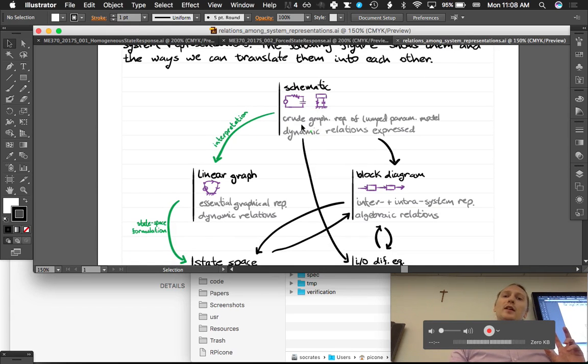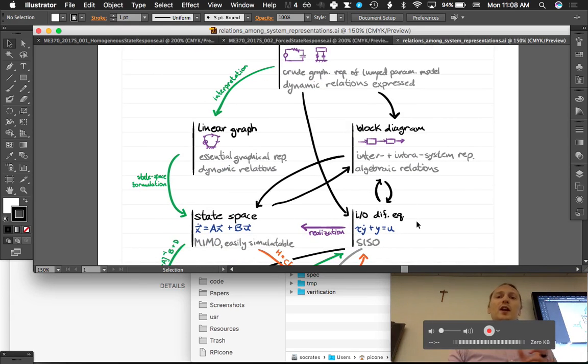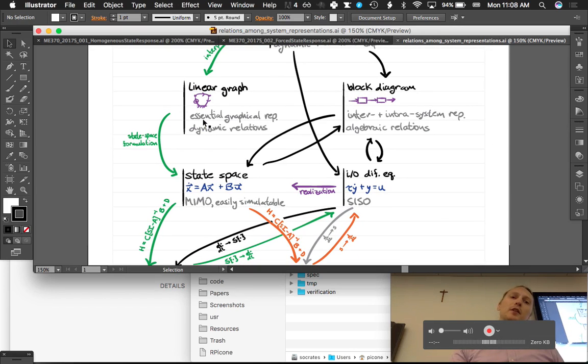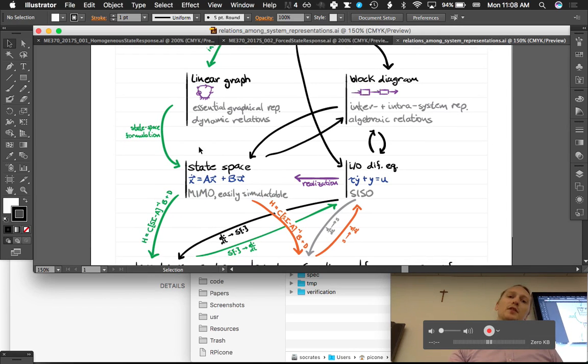And then we can draw a linear graph. We can also draw a block diagram from it. We mostly have reserved that for the representation of systems interacting with each other instead of internal to the system, but you can do block diagrams for internal representations as well. And we learned how to go from a linear graph to a state space formulation. So all the green is stuff that we learned in mechatronics.